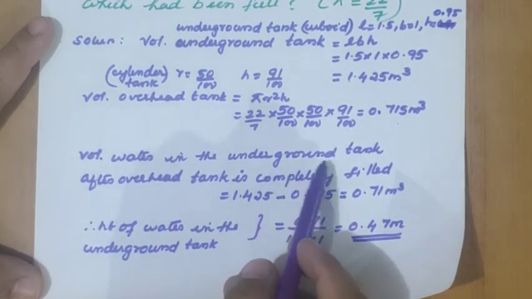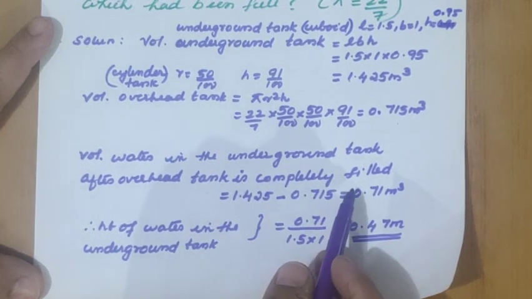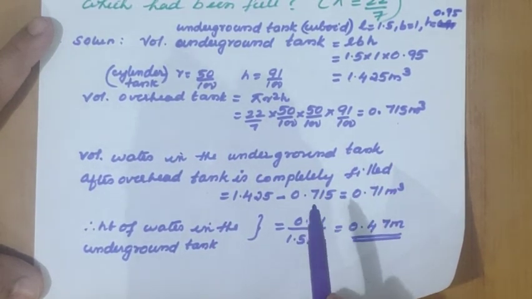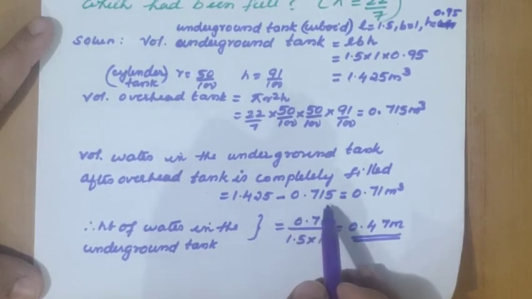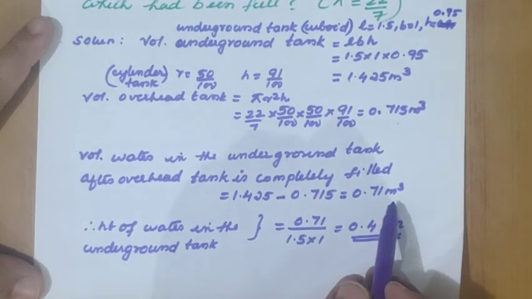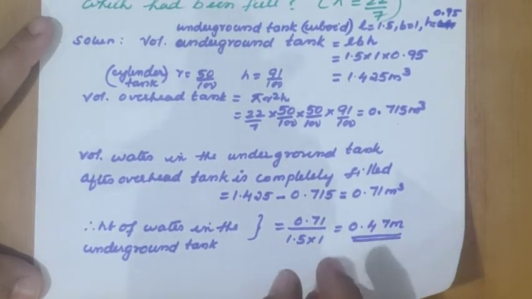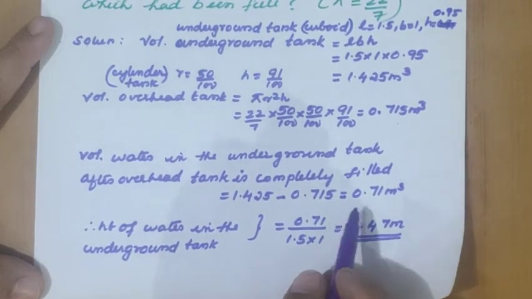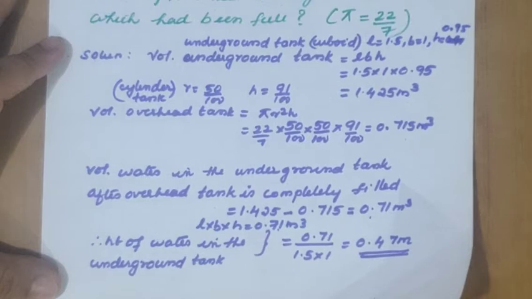Now the question part. Volume of the water in the underground tank after the overhead tank is completely filled is equal to, both the volumes should be subtracted, so 1.425 minus 0.715, which is equal to 0.71 meter cube. Now the question asks what is the height of the water left in the tank? So we got volume L into B into H is equal to 0.71 meter cube. Height of the water is asked in the question, not the volume. So height of the water in the underground tank is equal to 0.71 divided by L into B. So what is L into B? 1.5 into 1. That is why its answer is equal to 0.47 meter.